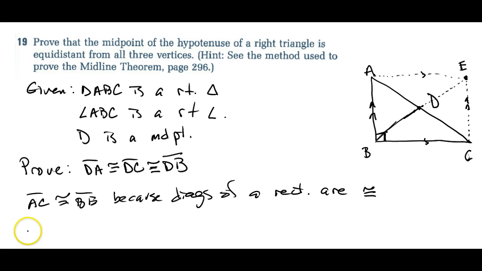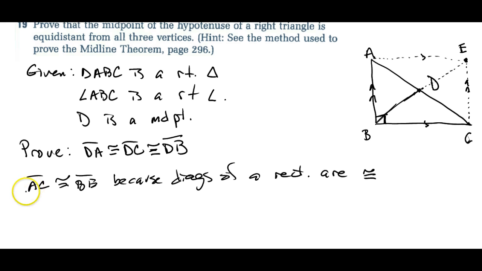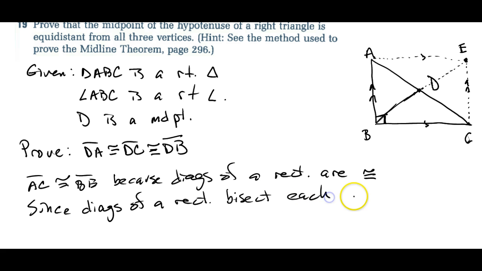And we also know that the diagonals of a parallelogram bisect each other. Therefore, since a rectangle is a special parallelogram, we know that the diagonals of a rectangle bisect each other. So basically, since diagonals of a rectangle bisect each other, we know that AD is congruent to CD and BD is congruent to ED.